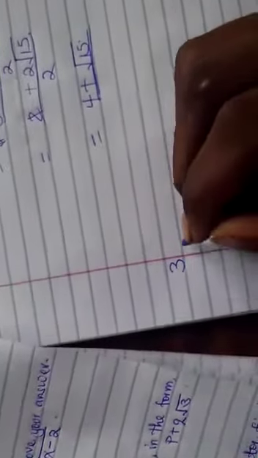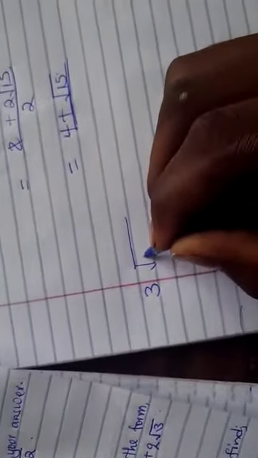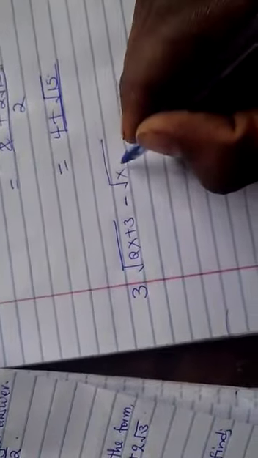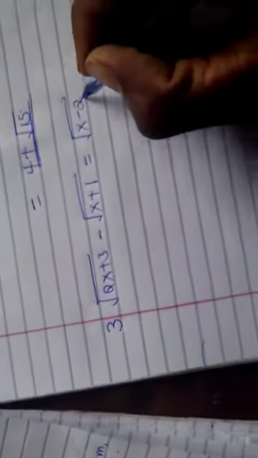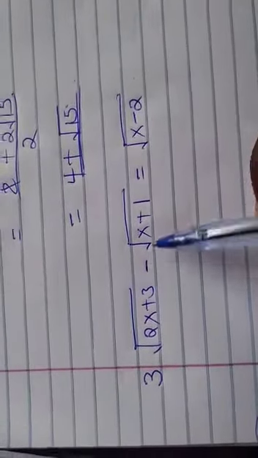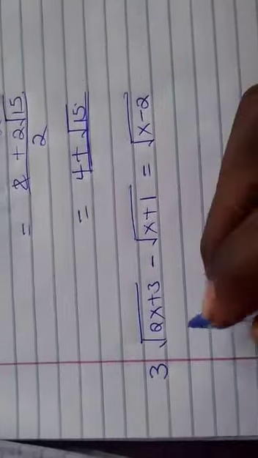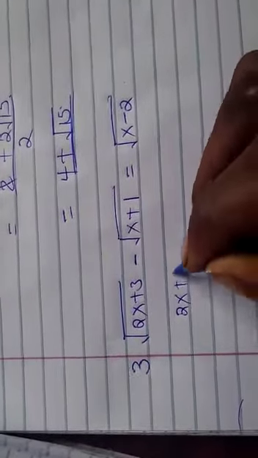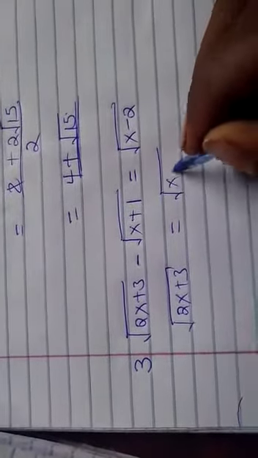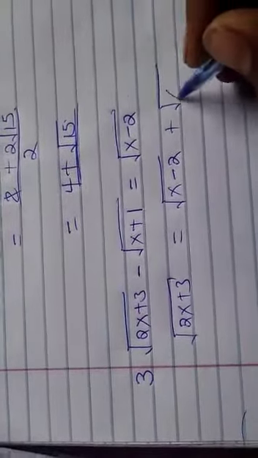Then another example here, that is example 3, root 2x plus 3 minus root x plus 1 is equivalent to root x minus 2. From here, let me first of all transfer this negative root x plus 1 to that side, come up with root 2x plus 3 is equivalent to root x minus 2 plus root x plus 1.